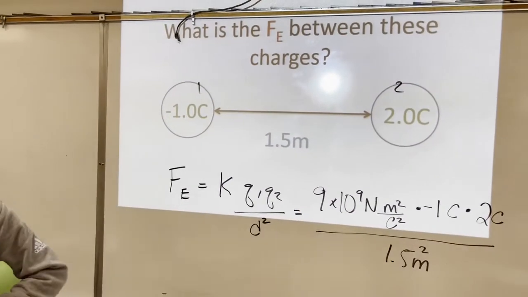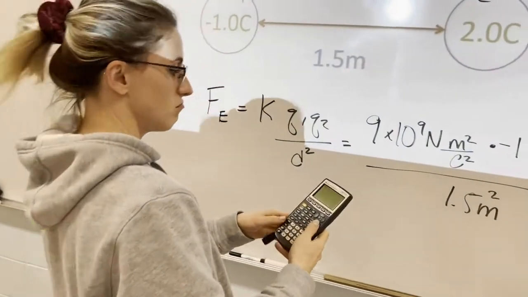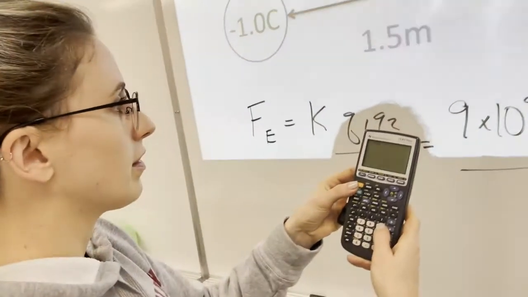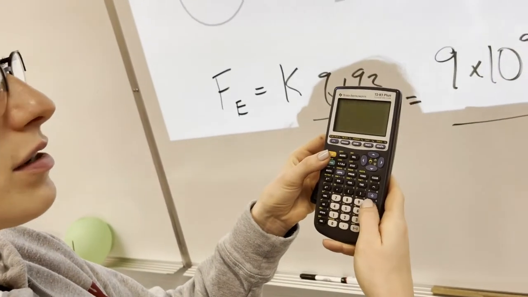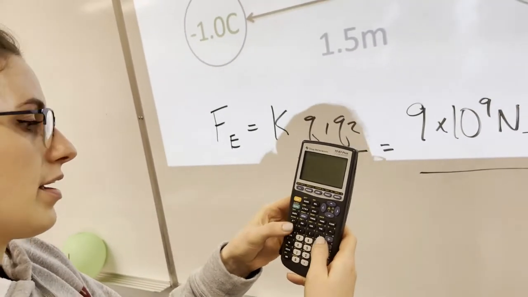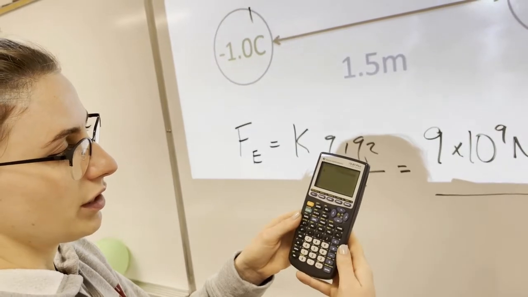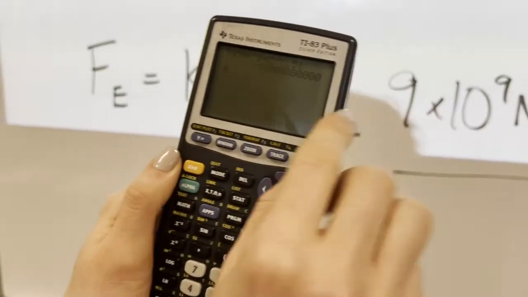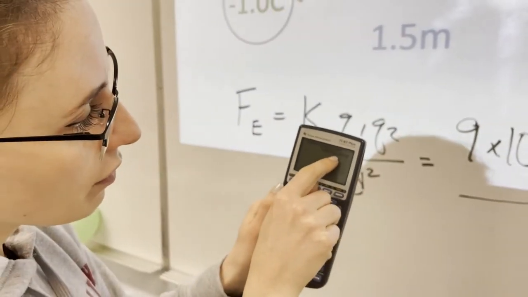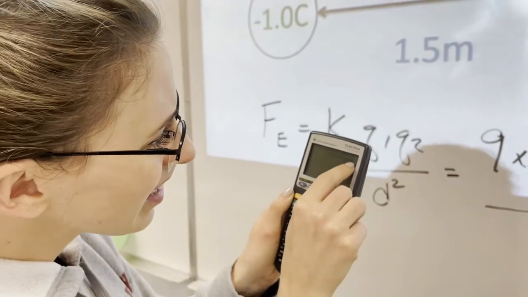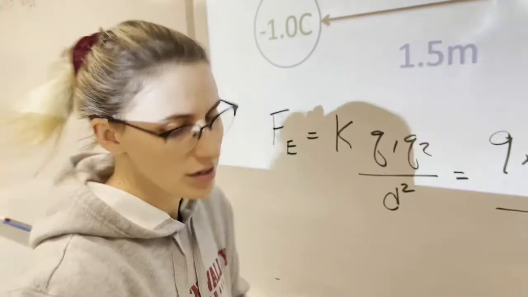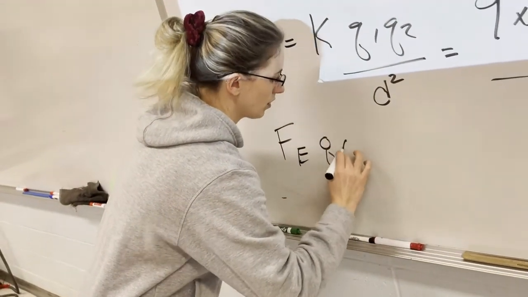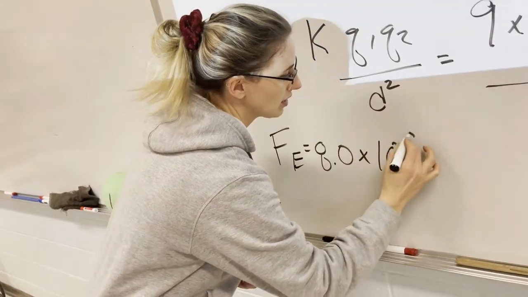Okay, let's do it. Do I need parentheses? Nope, just plug it all in. 9 times 10 to the 9th times -1 times 2 divided by 1.5, but don't forget to square it. And I get wowzer. Okay, let's see, I can't see it. It's like 1, 2, 3, 4, 5, 6, 7, 8, 9. Is that 9? I think so. Okay, so 8.0 times 10 to the 9th.